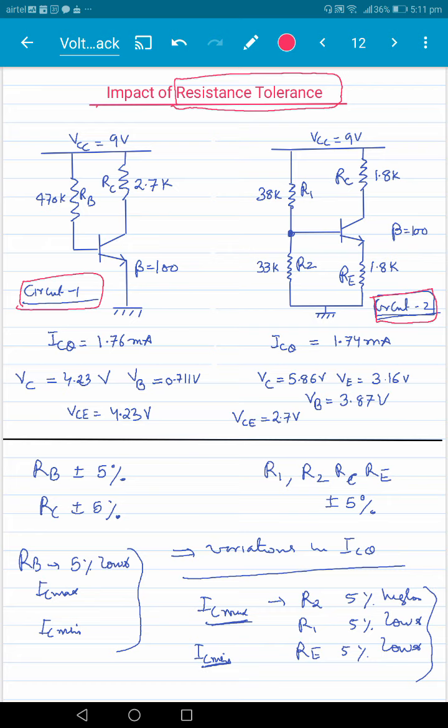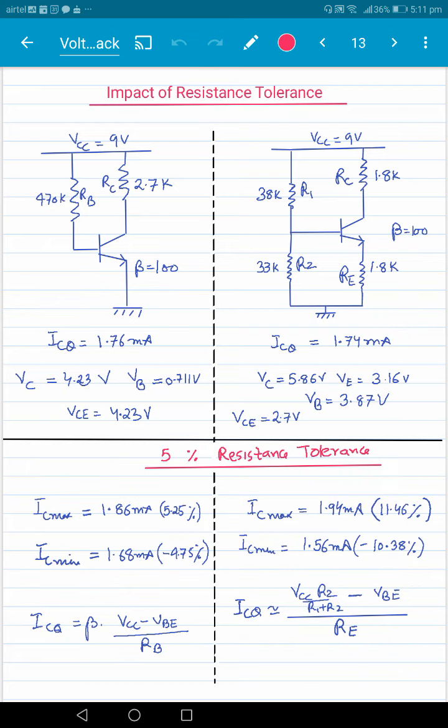So, let us look at the numbers, right. So, we have made 5% tolerance here. So, look at that 5% tolerance. All the resistors can have 5% tolerance. So, let us look at circuit number 1. In circuit number 1, the current can become as large as 1.86 milliamperes from an initial value of 1.76 milliamperes. It can become 5.25% higher.